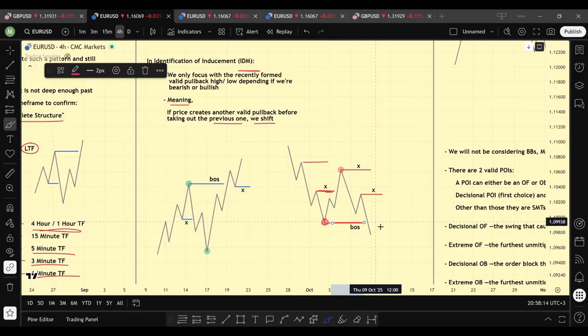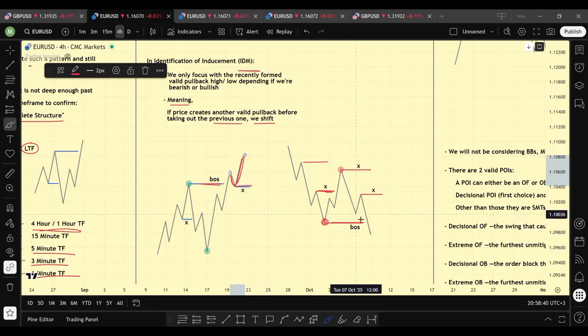And to identify the inducement, we are only interested with the recently formed valid pullback. It doesn't matter if this recently formed valid pullback gets created before the break of structure or after the break of structure. It doesn't matter. In this case, it was created after the break of structure, and in this case is what we call the major inducement, because it was created after the break of structure.